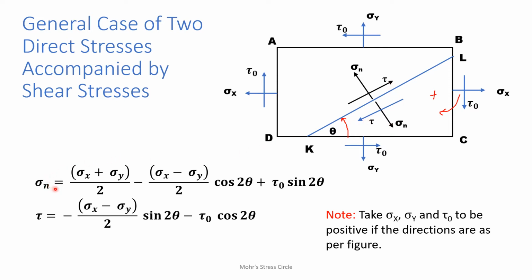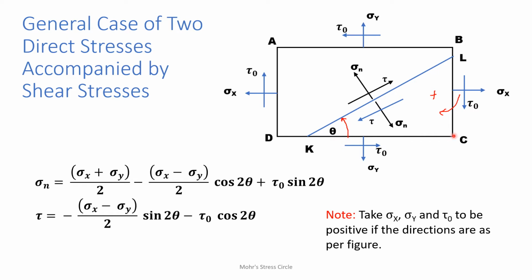The relation is sigma n equals sigma x plus sigma y by 2 minus sigma x minus sigma y by 2 cos 2 theta plus tau naught sin 2 theta. And tau is minus sigma x minus sigma y by 2 sin 2 theta minus tau naught cos 2 theta. We have derived these relations. We can find the normal stress and shear stress for any oblique plane at an angle theta made with the horizontal plane or CD plane. It is to be remembered.